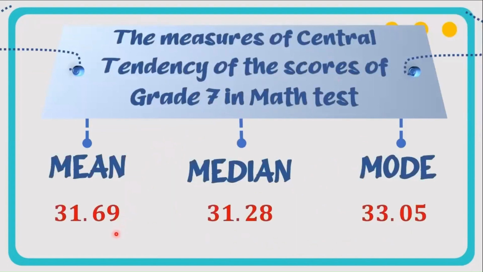As a summary, the mean value of the scores of grade 7 in the mathematics test is 31.69, the median value is 31.28, and the mode value is 33.05.